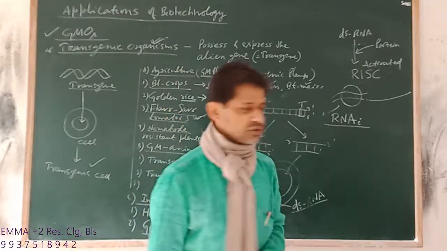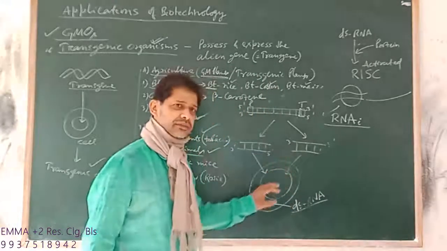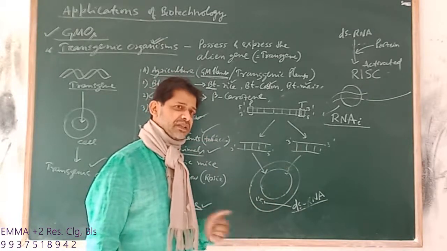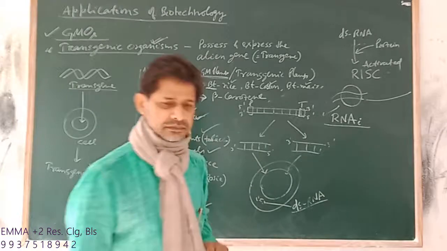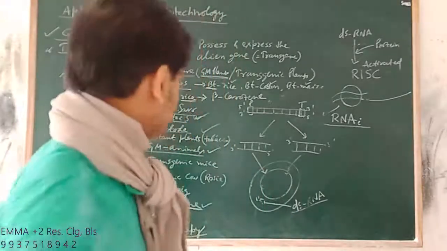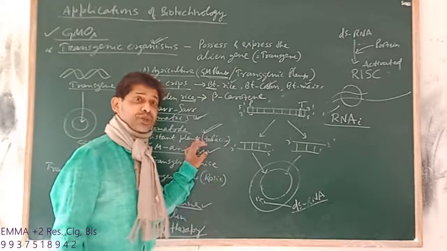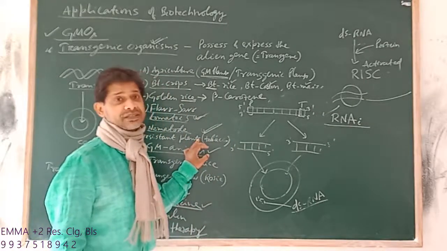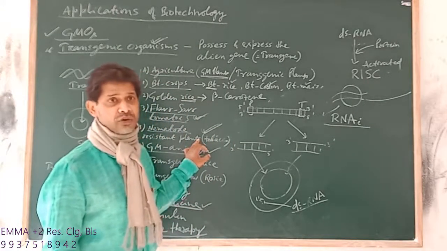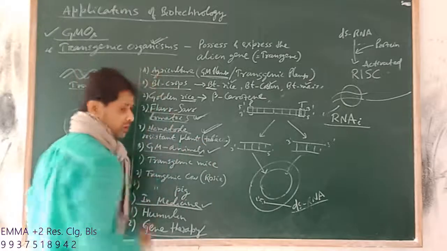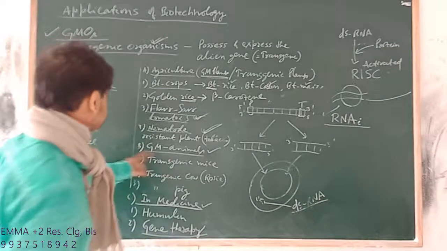Clear? So how do we introduce this transgene? By Agrobacterium mediated gene transfer. Now our transgenic tobacco plant is ready and it is protected from the infestation of Meloidogyne incognita. This part is over. Now GM animals.